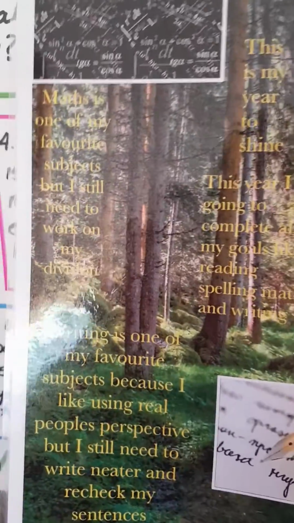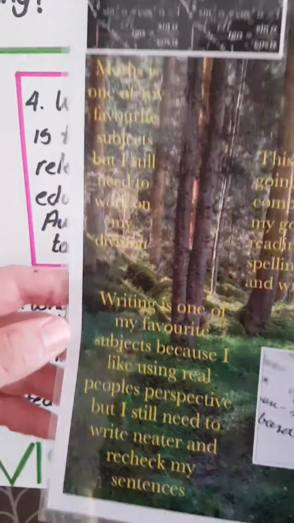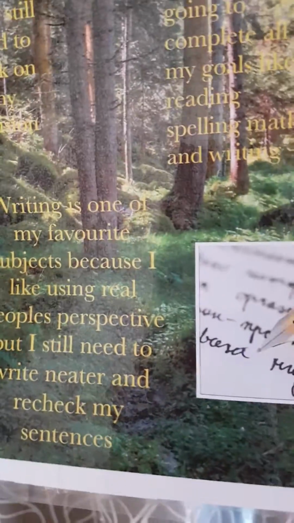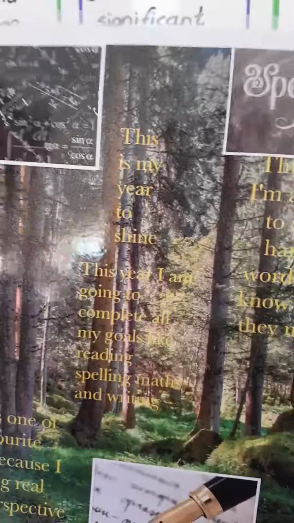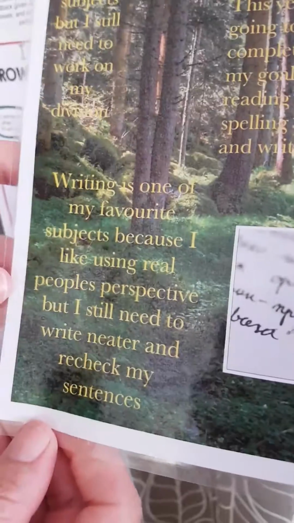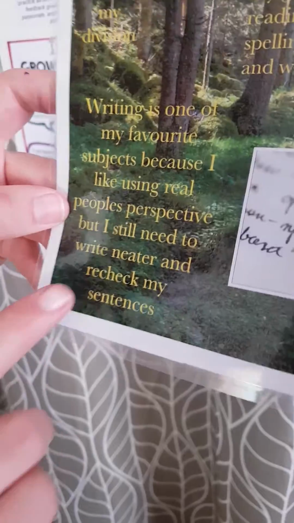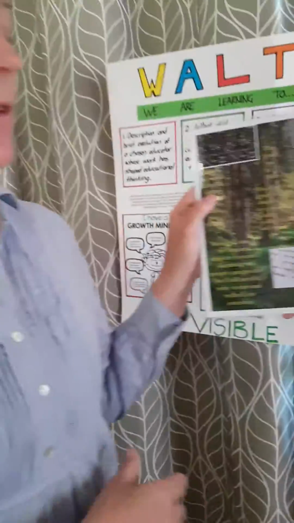This is my son's work, and the school that he goes to, they use visible learning in the classroom. What he's done is, he's written that writing is one of his favourite subjects because he likes using real people's perspective. But he's also set himself a goal, and he says he still needs to write neater and recheck his sentences. And the teacher can monitor his progress through those. He's also got, this year I'm going to complete all my goals, like reading, spelling, maths and writing. So there's various ways that you can incorporate visible learning in your classroom.